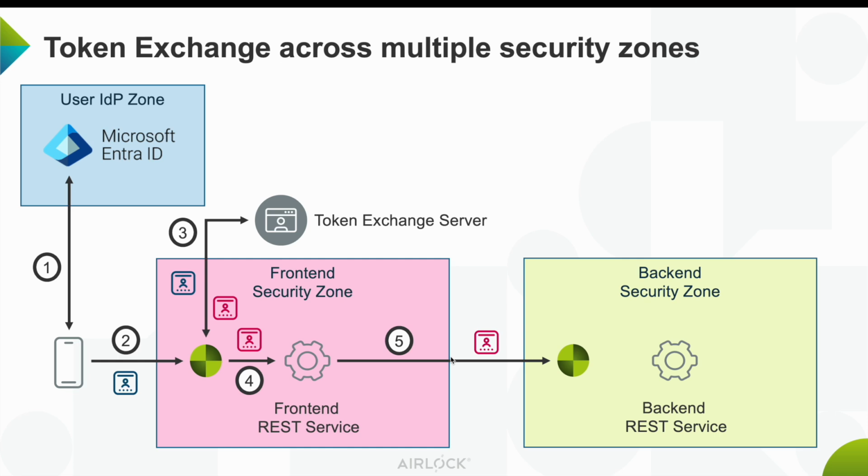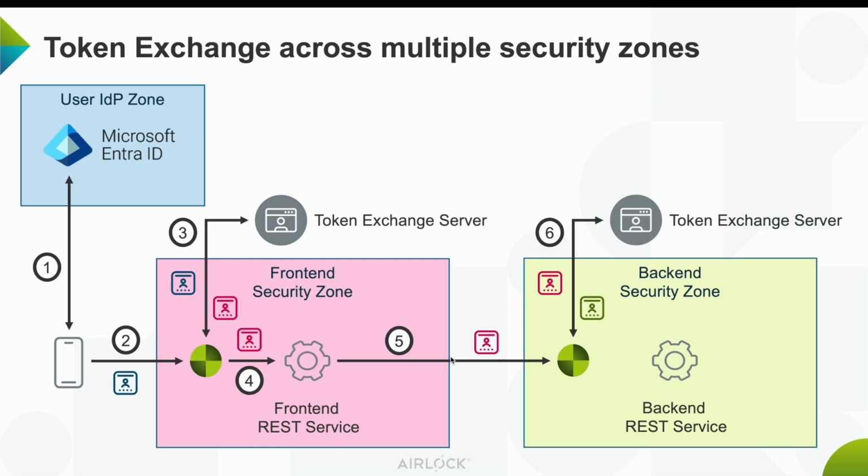The Microgateway in the green security zone verifies the validity and signature of the red token sent along with the client request. After that, the access control policies are checked. If access is granted, the red token is forwarded to the token exchange server, which exchanges the red token into a green token. Finally, the Microgateway in the green security zone forwards the request with the green token to the backend REST service.